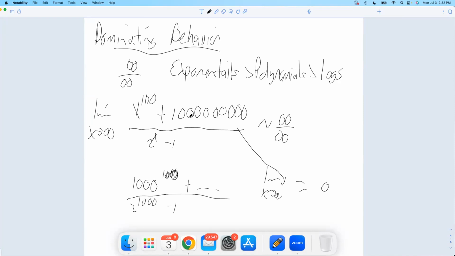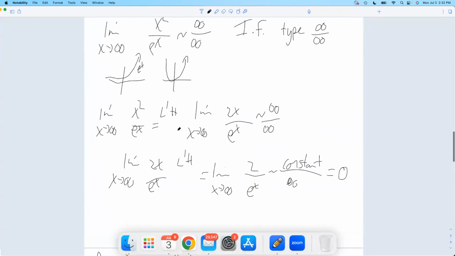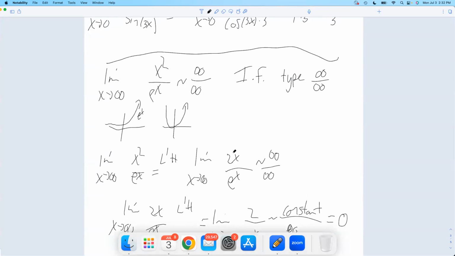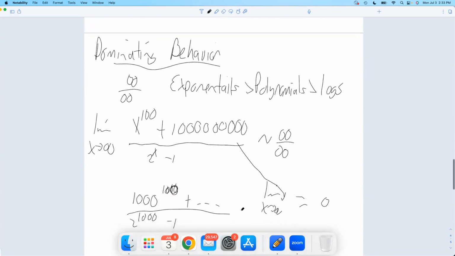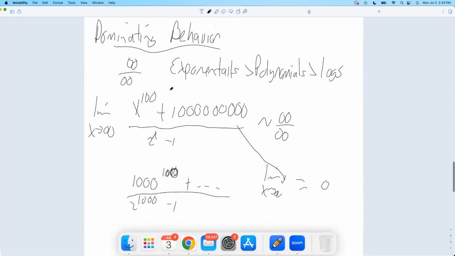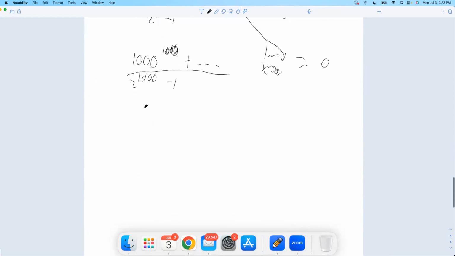Now I could use L'Hopital's on this, but notice here I had a quadratic and I had to do L'Hopital's twice to get there, because I had to keep taking the derivatives until that x went away and I just got a constant. Because that was a quadratic, I had to do L'Hopital's twice. If I wanted to do this one by hand, I would have to do L'Hopital's 100 times. And nobody's got time for that. This is why I want you to just know what the answer is. Because in Calc 2, you're not going to have time to use L'Hopital's 100 times on this.